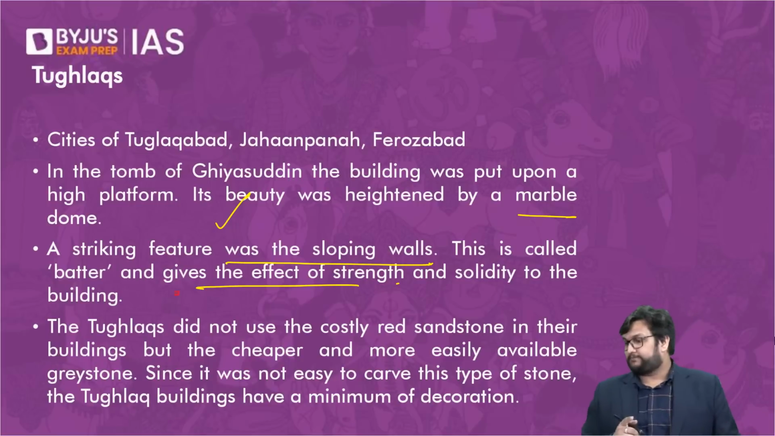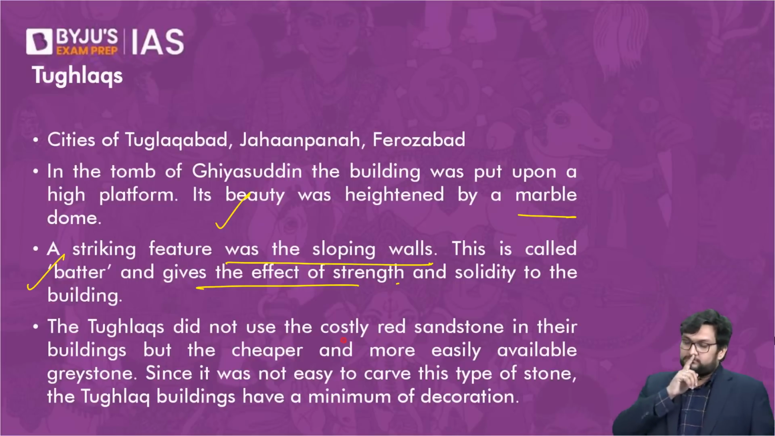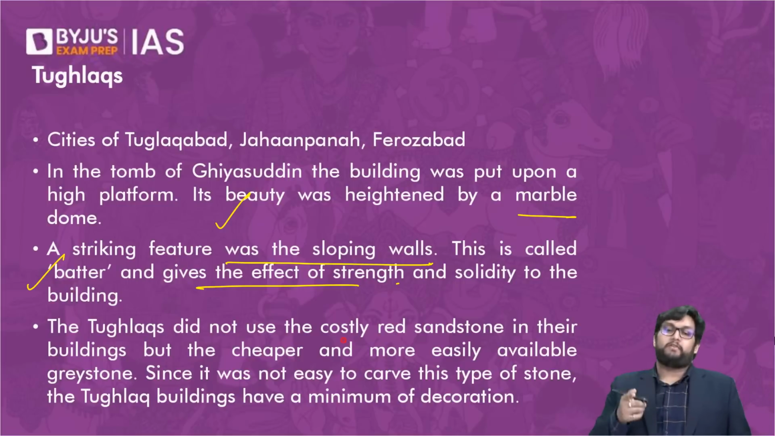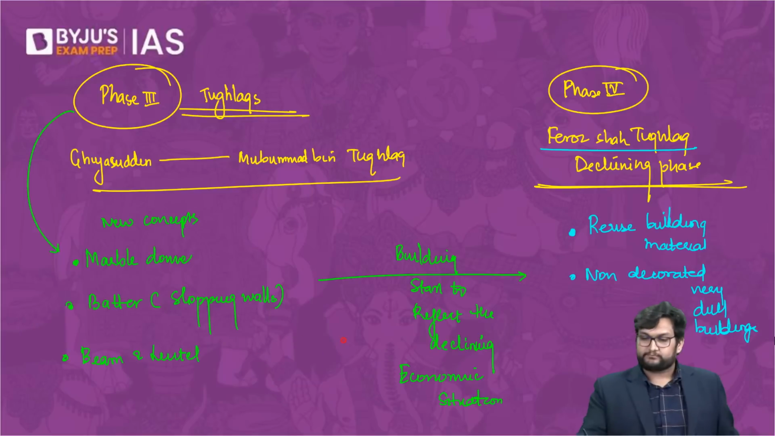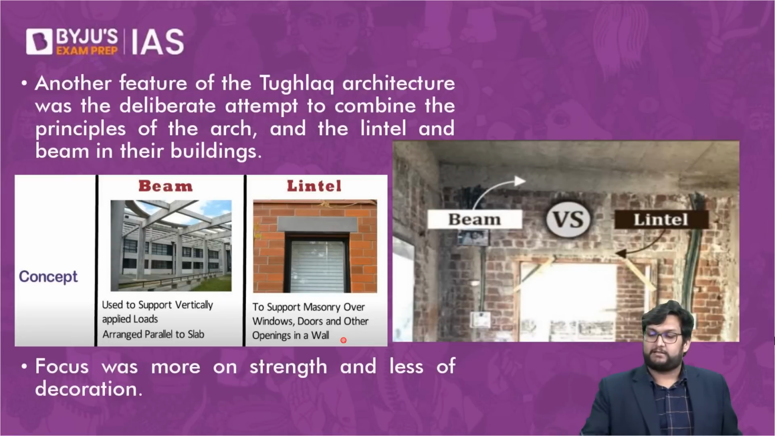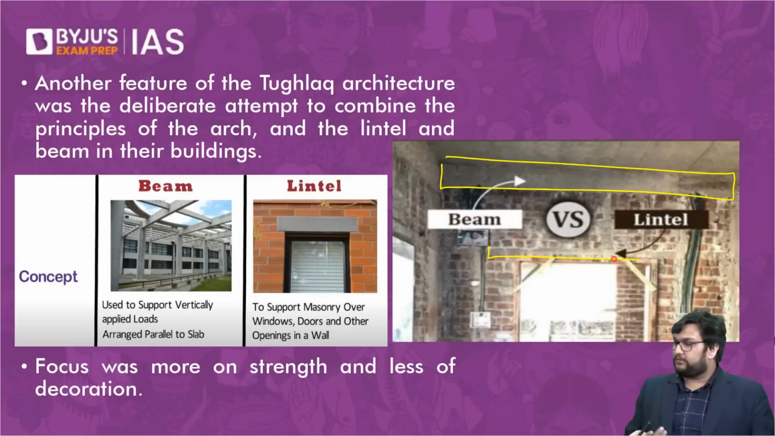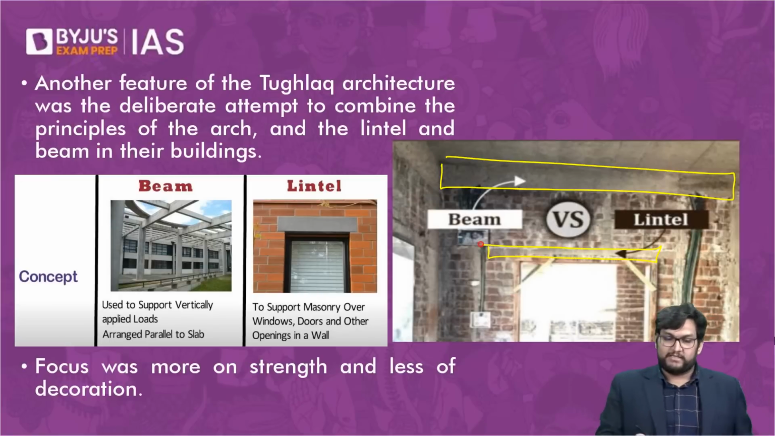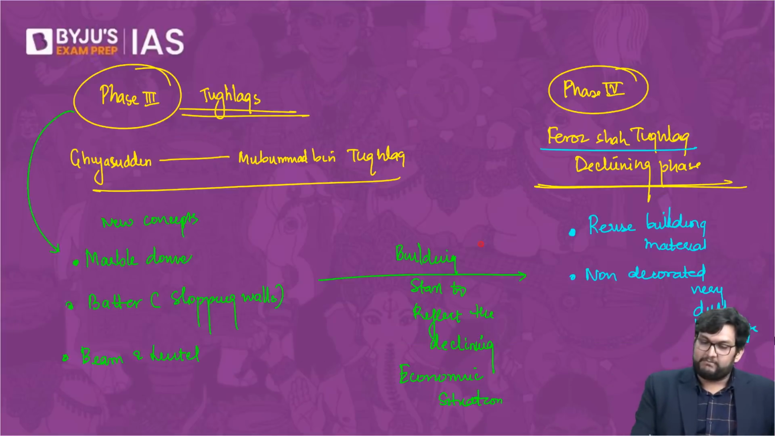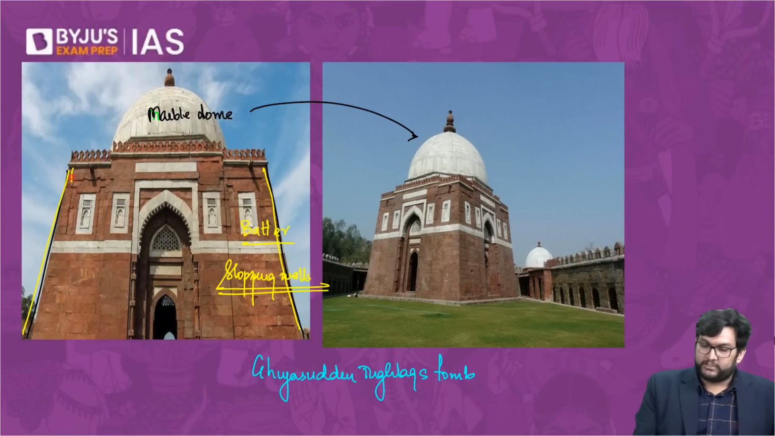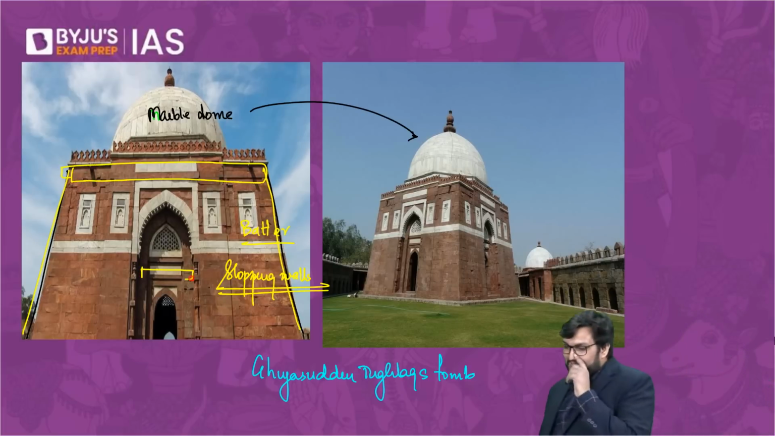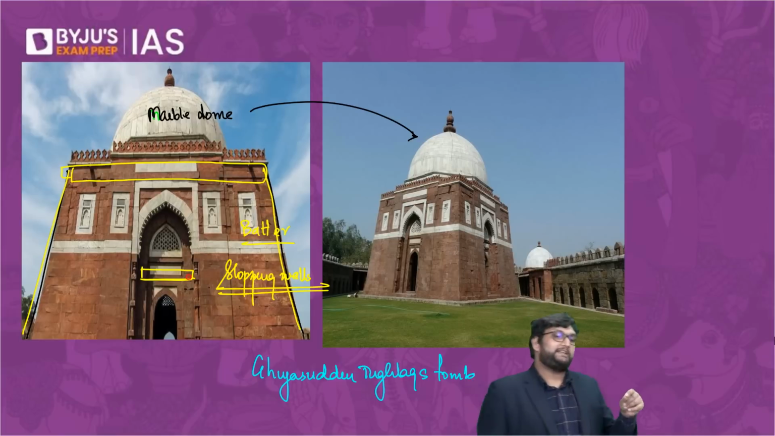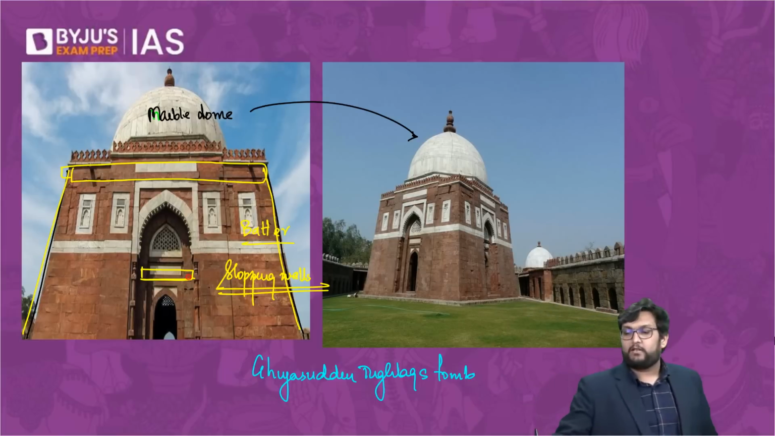But they also innovated on something called the beam and lintel structure. Meaning, if you want to make a small opening in a building, you add lintels, which you can see here. There's a major beam here, but he wanted to make a small opening here. So he added a small slab here, which is called a lintel. A lintel is basically added in walls so as to create an opening.